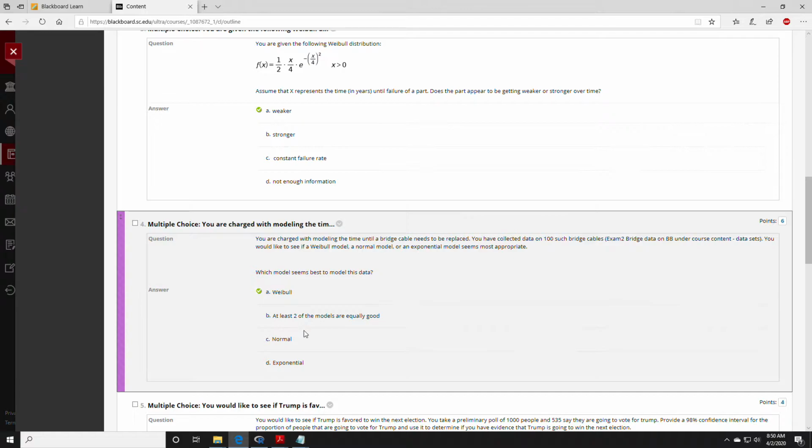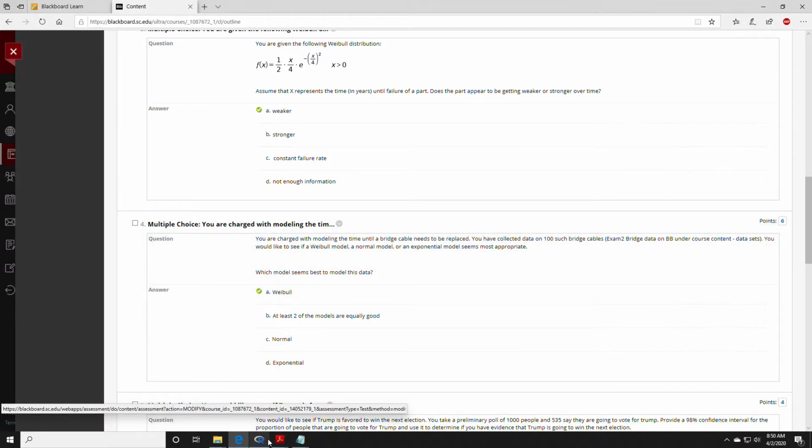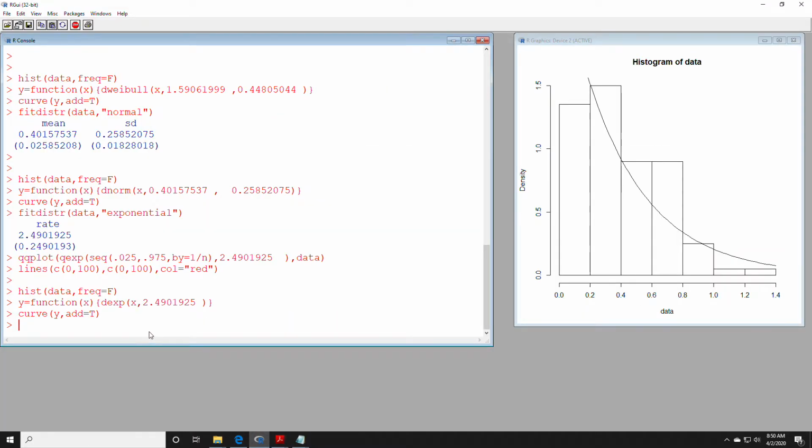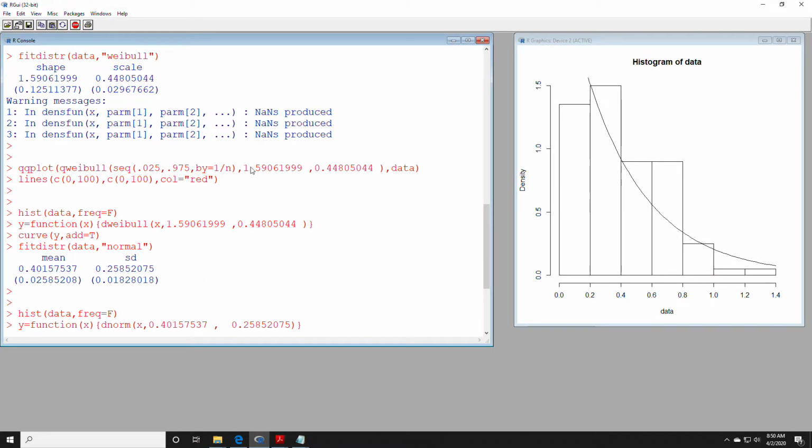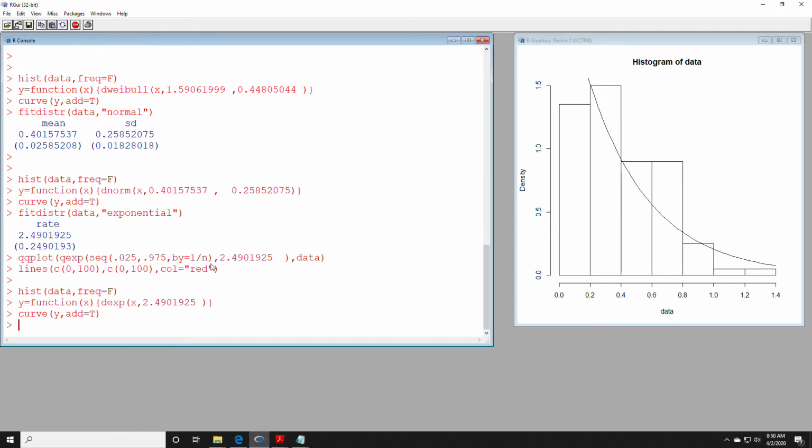But some follow-up questions if I were to put something similar to this on the exam is you now have a model for the data, right? You have a Weibull distribution with shape, right, and scale. Shape about 1.6 and scale about 0.45, okay?